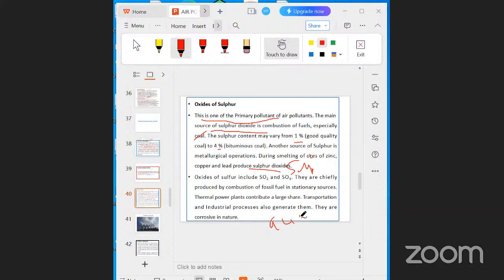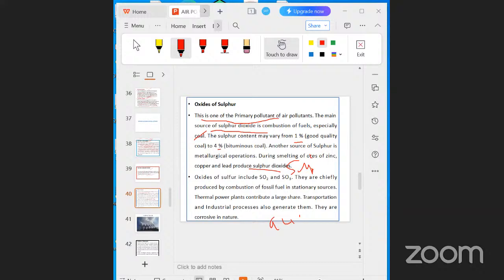So most of the sulfur dioxide emissions come from where? Power generation plants. But very little comes from mobile sources, right? Mobile sources. So this pungent gas can cause eye and throat irritation and also harm to lung tissue when it is inhaled, right?